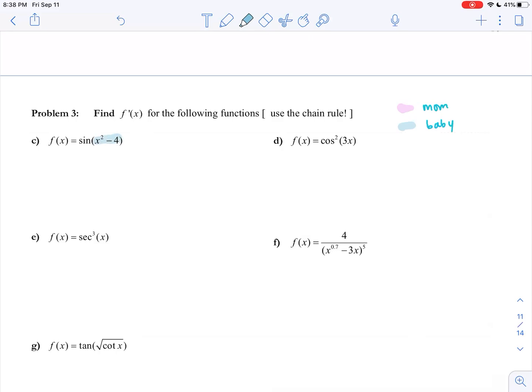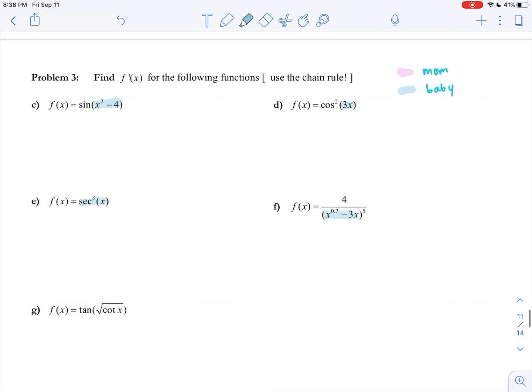So in this case, the baby is x squared minus 4. In the next example, it's 3x. In the one after that, we'll come back to it possibly, but if I move the exponent out as secant of x cubed, it's going to be secant of x. The baby function for f would be x to the 7th minus 3x. And then the inside function for g is cotangent of x.